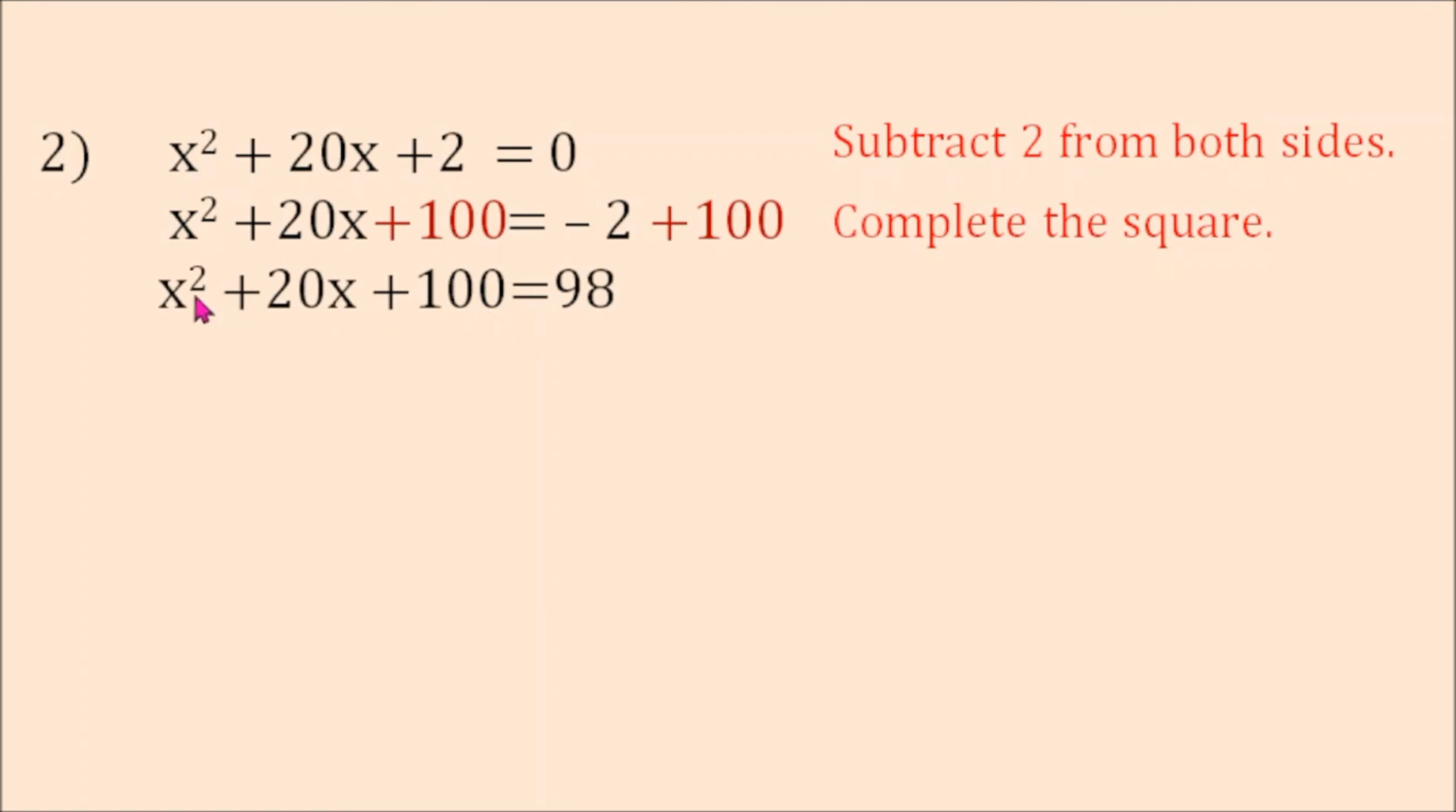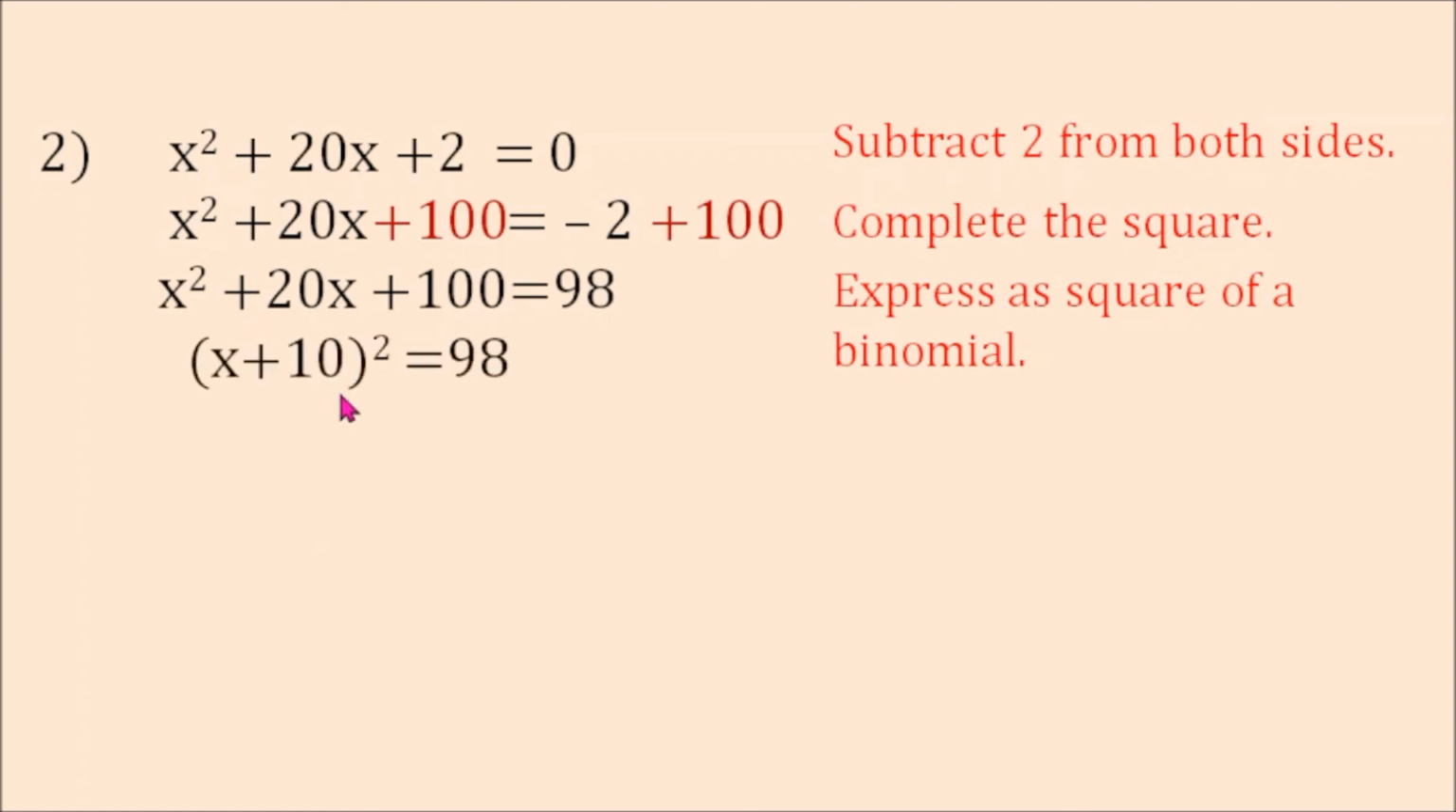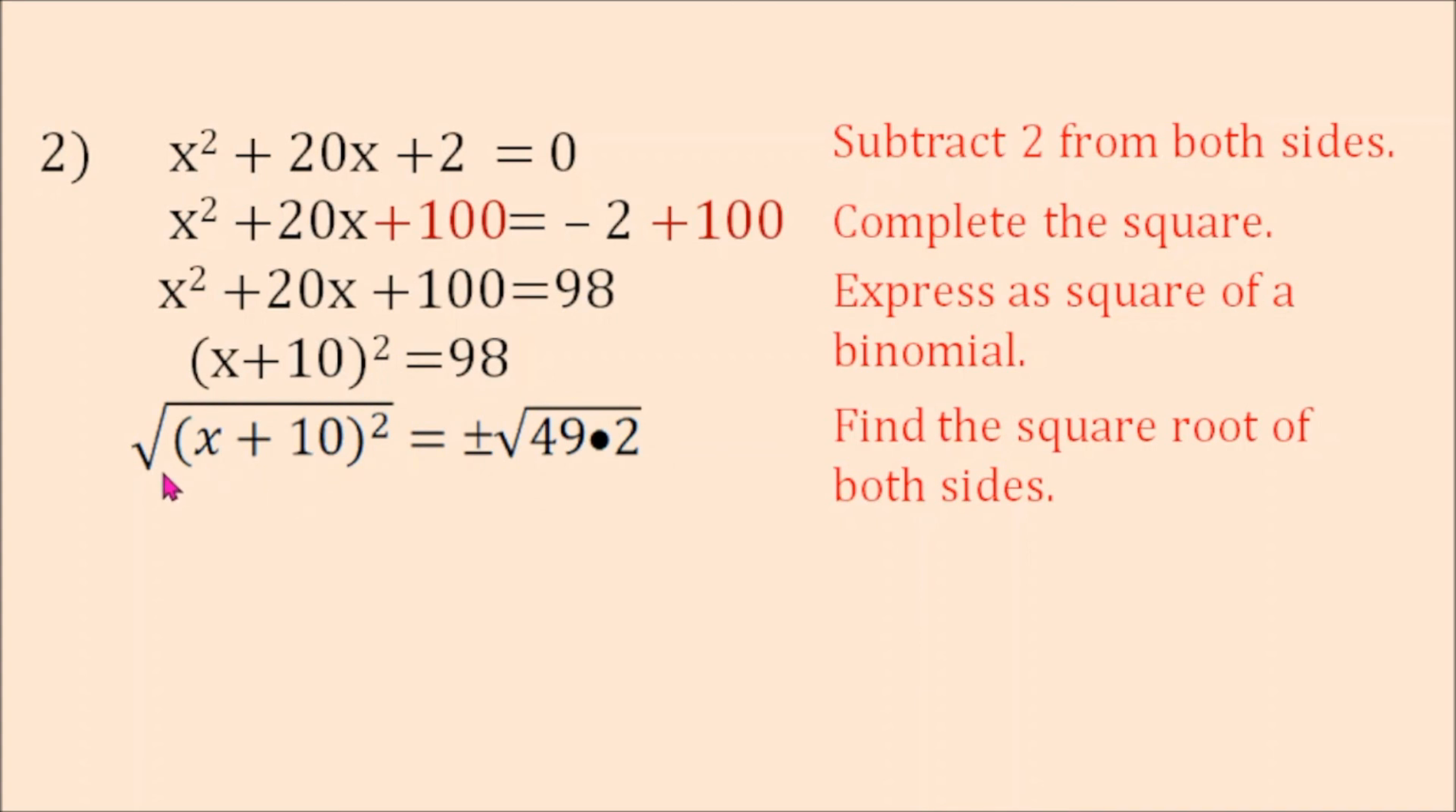Now the left hand side of the equation is a perfect square trinomial. So we can express this as square of a binomial, and it becomes the quantity x plus 10 squared equals 98. Now to get rid of this square here, we are going to find the square root of both sides. So we have now square root of the quantity x plus 10 squared equals the positive and negative square root of 49 times 2. 49 times 2 are the factors of 98.